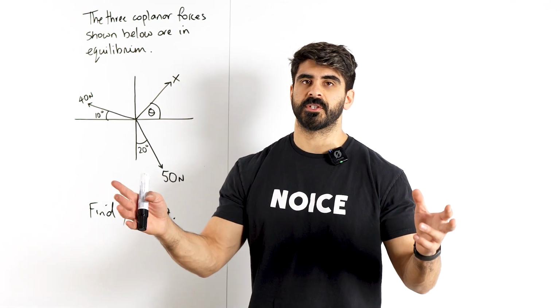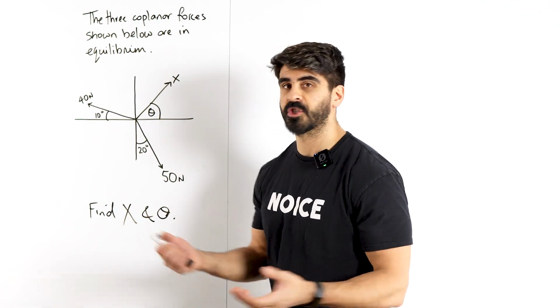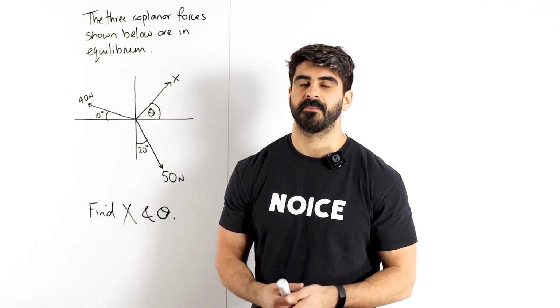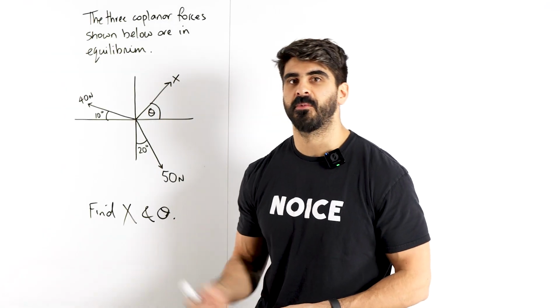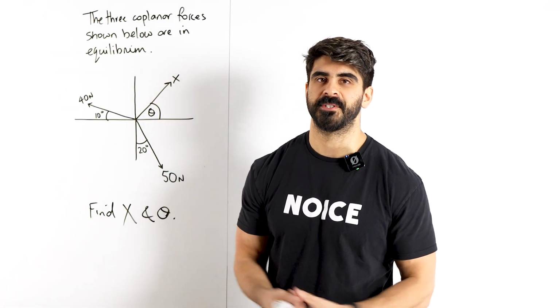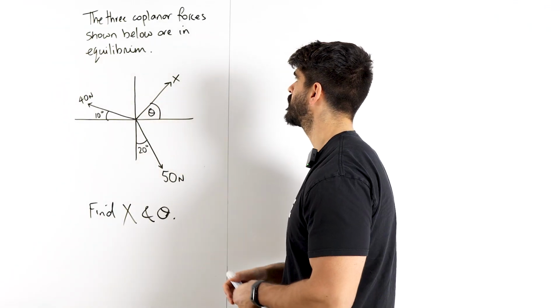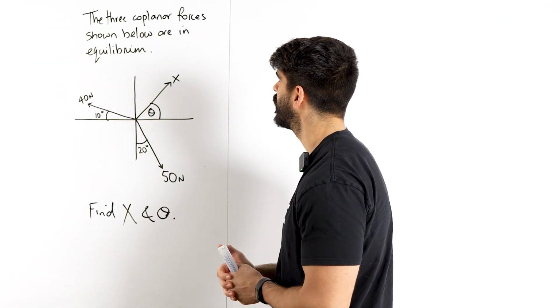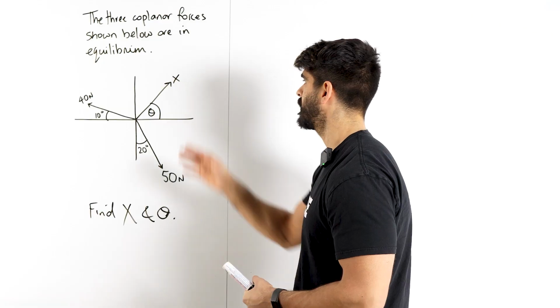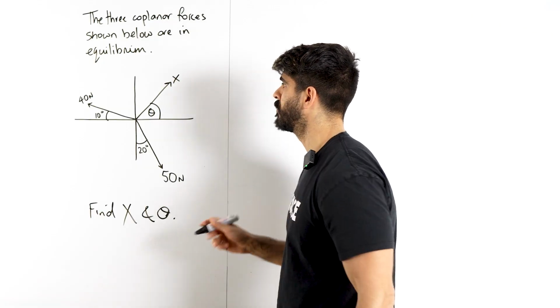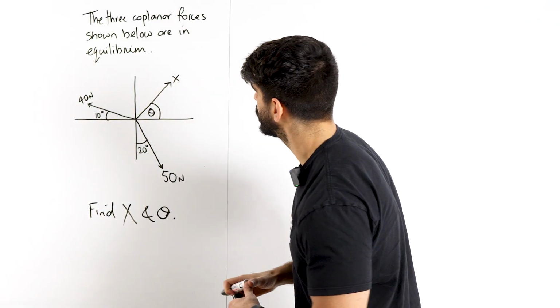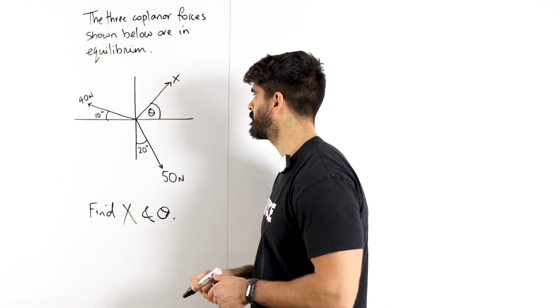Equilibrium of forces, when the forces are not just pointing up, down, left, right. But these kind of questions are very simple, guys. We just make them point up, down, left, right. So we can see we have three coplanar forces, meaning they're on an xy axis shown below, and they're all in equilibrium. Find the value of x and theta in order to ensure that this system is in equilibrium. Equilibrium meaning all the forces are balanced.